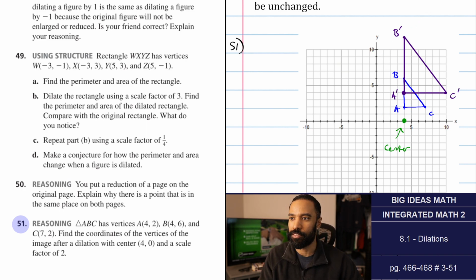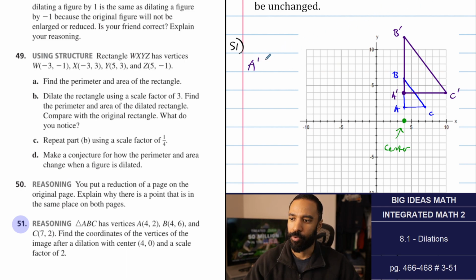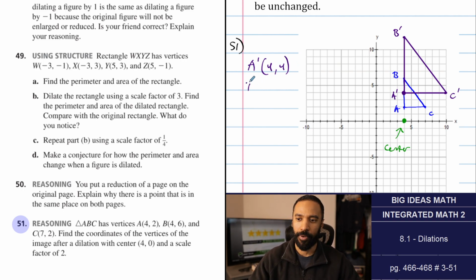So find the coordinates of the vertices now. A prime is now at 4, 4. Maybe that's what I was thinking about. B prime is at 4, 12. And C prime is at 10, 4.